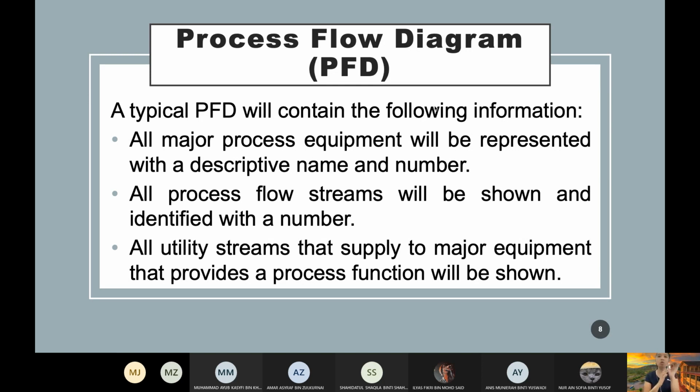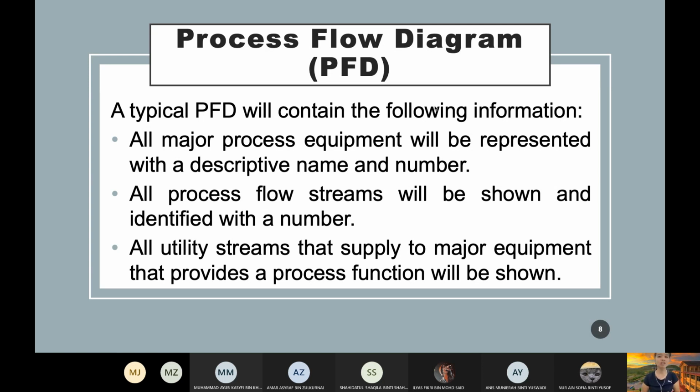So setiap stream ni ada nombor dia sendiri. Kamu imagine part line ni nombor 1, part line seterusnya nombor 2, so on and so forth. So you cannot have more than one part line with the same number. Different part line, different number. Okay, so that becomes a little bit more complex.